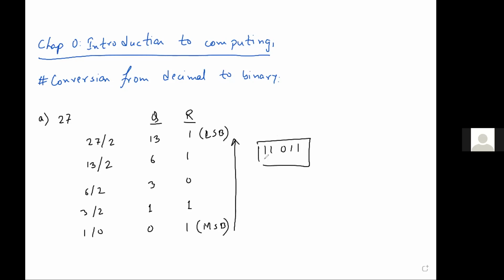Is it okay up to this? I think all of you already know this thing, but those who don't know or those who have forgotten, I think this is okay. We'll see another example. Let us convert 125. So 125, let us have a quotient and a remainder.